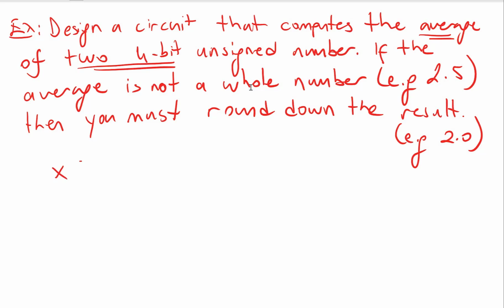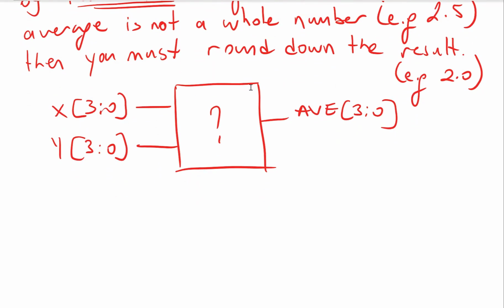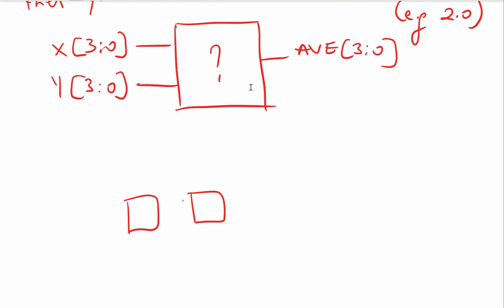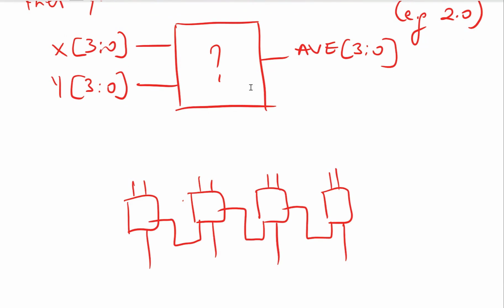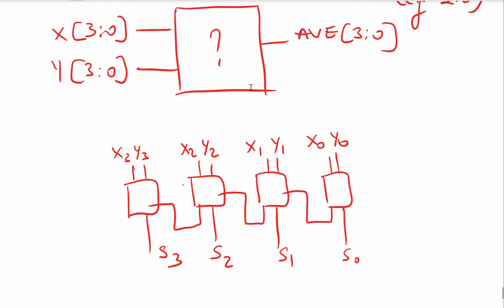Assume we have variables x3 to 0 and y3 to 0. So this is a circuit that we need to implement, and then the result is average 3 to 0. So what should we have in this block? So what we can do, we can make a 4-bit adder, right? Let's say again we can draw our 4-bit adder. So this is my x3, y3, x2, y2, x1, y1, x0, y0, right? So the result will be, this is S0, S1, S2, and S3. So this is my sum. So I added these two numbers.